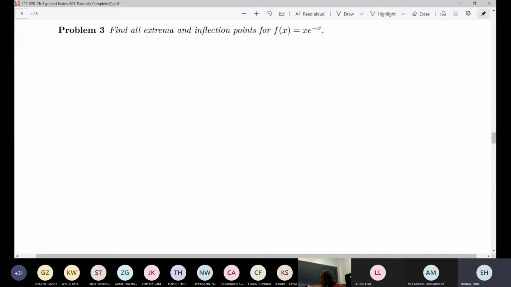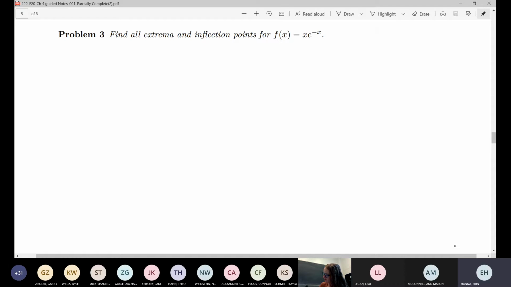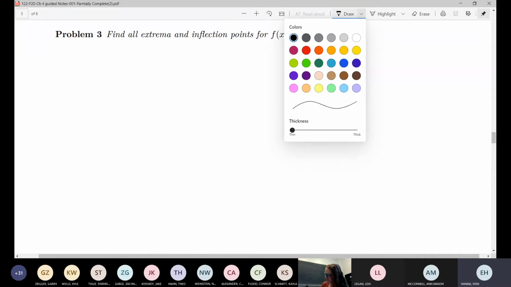So these last two are going to be finding extrema and inflection points. So essentially everything from 4.1 and 4.2 in one singular problem. So here we go. Remember, for finding extrema, that's our maxes and mins, the first thing we always need to do is find the derivative. So let's do that.